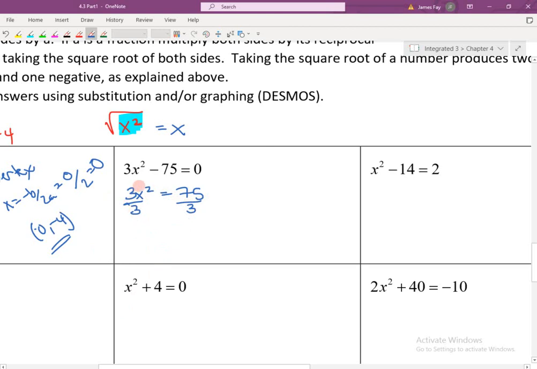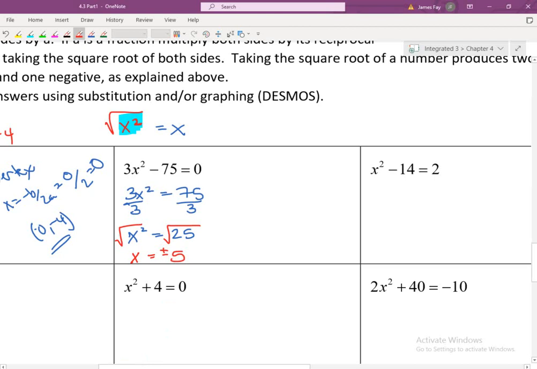Okay. So divide both sides by 3. And it gives me x squared equals 25. Then I said square root that. Square root of x squared is? Oh, x. The square root of x squared is just x. And the square root of 25? Positive, negative. Positive, negative.